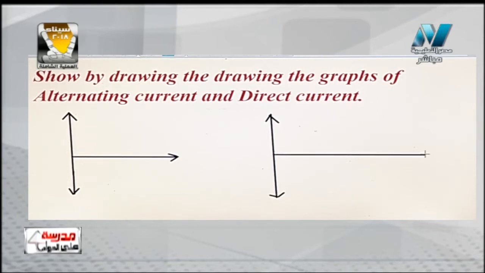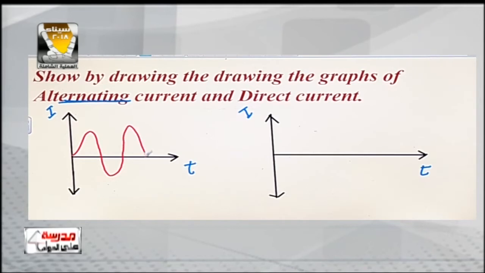Okay. Here we have time, and here we have I, here we have T, here we have I, and here we have T. Okay. As we talk about alternating current, it has variable intensity and direction, which means changeable intensity and direction, and as you see, as a wave like that, because its intensity is changeable and its direction can be changed also.